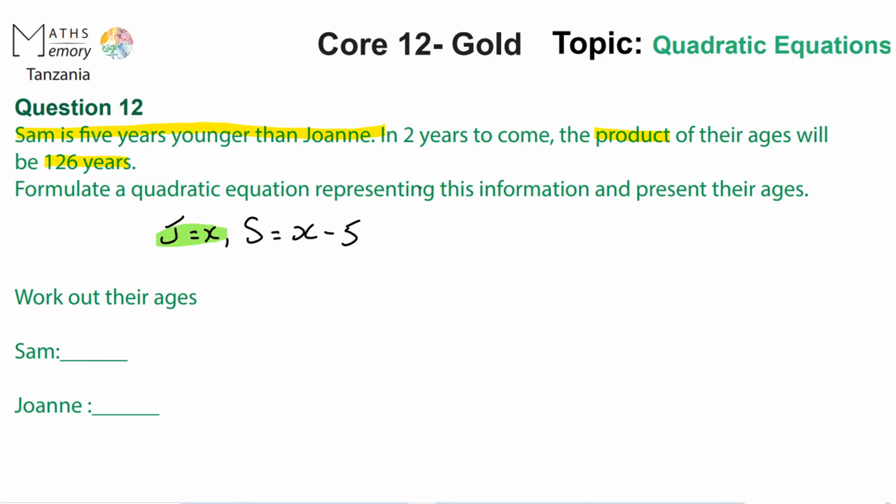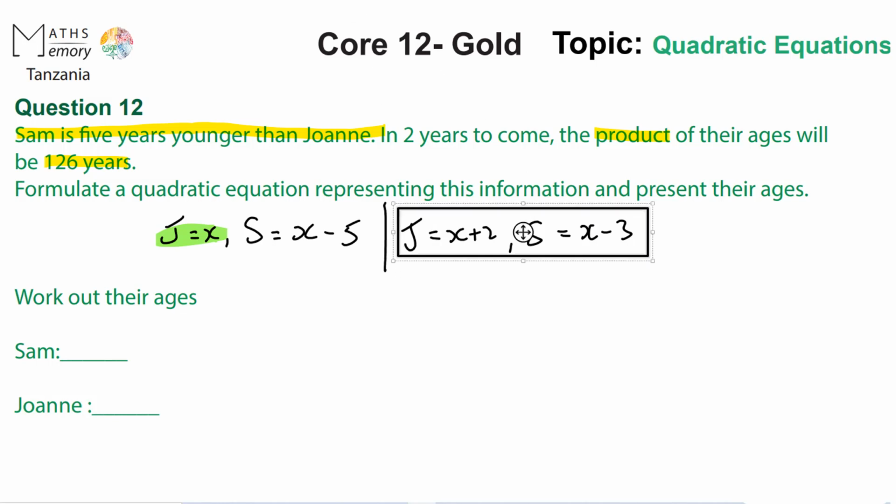Okay, now in 2 years' time, the product of the ages will be 126. So in 2 years' time, we're going to add 2 years to this, which means Joanne would now be X plus 2 years. Okay, and Sam would be X minus 5 plus 2, which is actually X minus 3. So this is the key information we need to work on over here, okay? Because this is what we'll be looking at to formulate the equation. So we can say that X plus 2, the product of these two ages, multiplied by X minus 3 will equal 126.